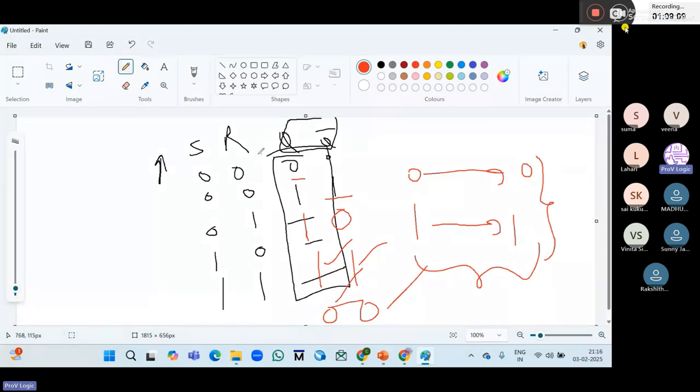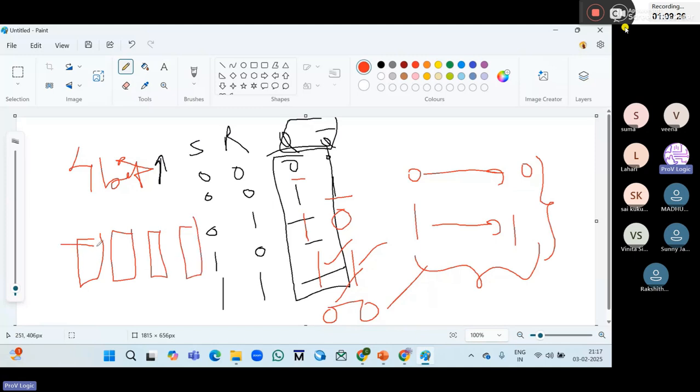suppose I want to store 4-bit data. So which type of circuit do I need to use to store 4-bit data? 4 D flip-flops, which are connected in a sequential manner. That's what we call as a register. So here 4 flip-flops one after another will be connected. This is what we call as a 4-bit register.